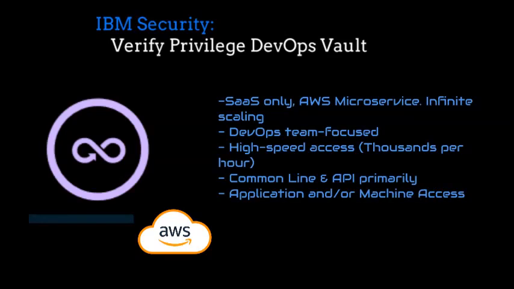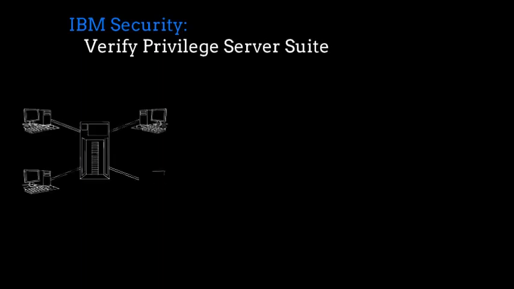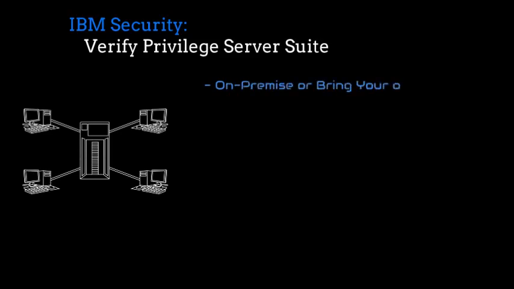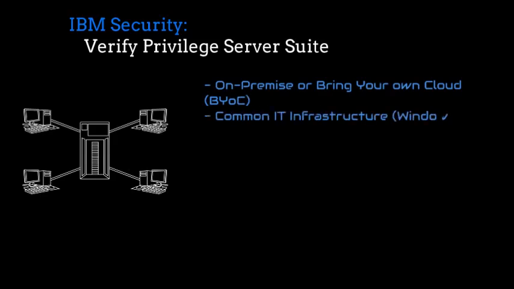By now, hopefully you see that IBM Security has provided very focused PAM solutions for organizations via the Verify Privilege product line, and we still have a couple to go. Verify Privilege Server Suite is offered on-premise, or you can deploy in your own cloud if the agents can connect to that cloud. The purpose of Verify Privilege Server Suite is to provide a solution to Unix and Linux organizations and provide just-in-time and just enough access to their NIX users.